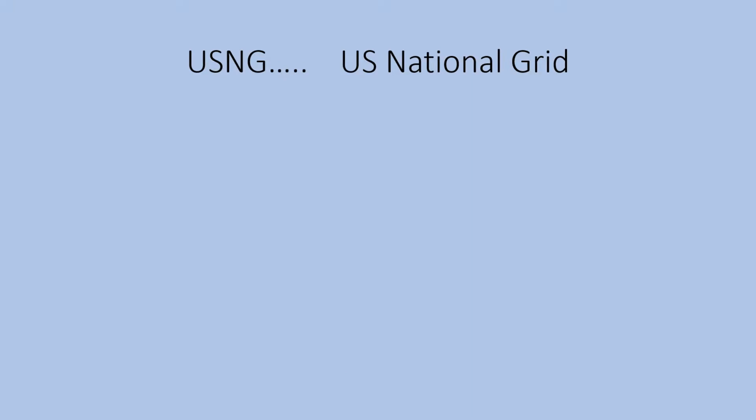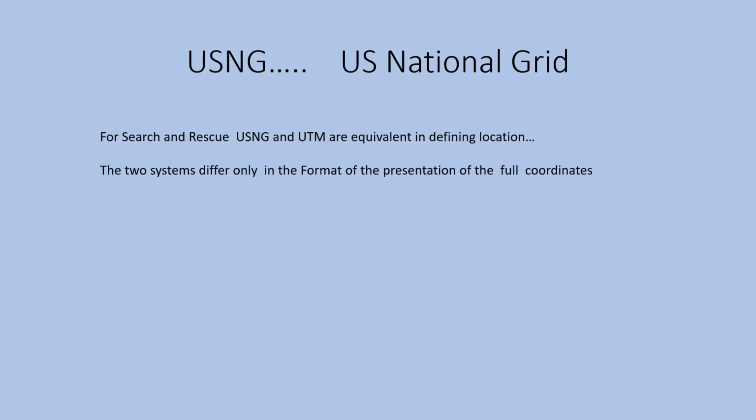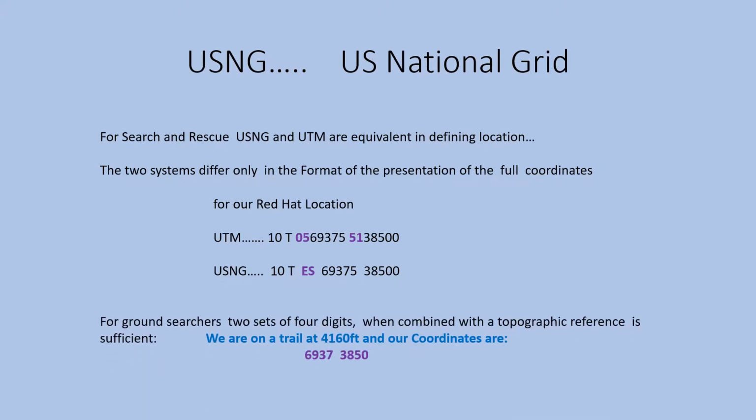For search and rescue, USNG and UTM are equivalent in defining location. The two systems differ only in the format of the presentation of the full coordinates. For ground searchers, two sets of 4 digits, when combined with a topographic reference, is sufficient.